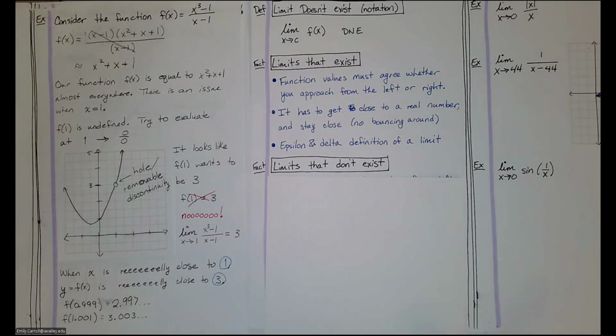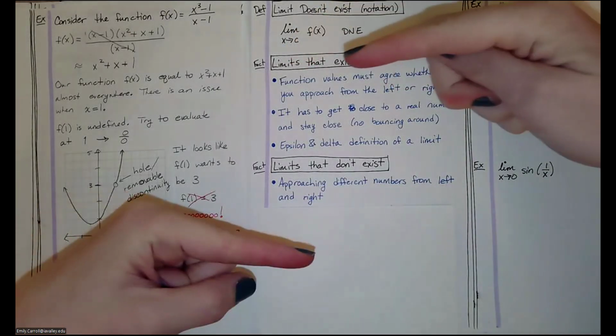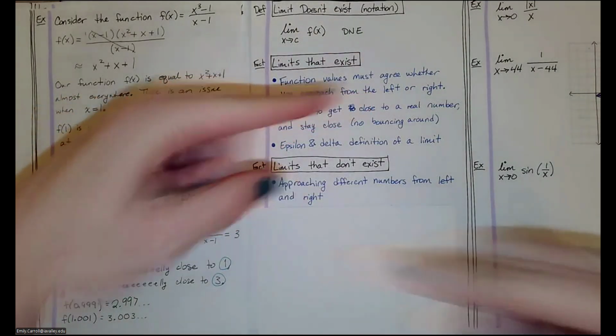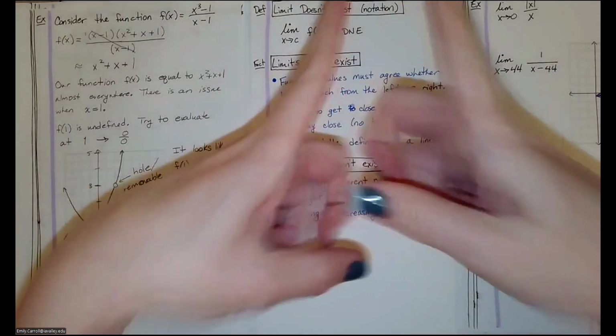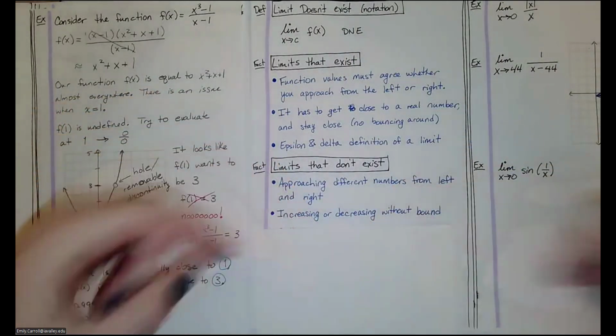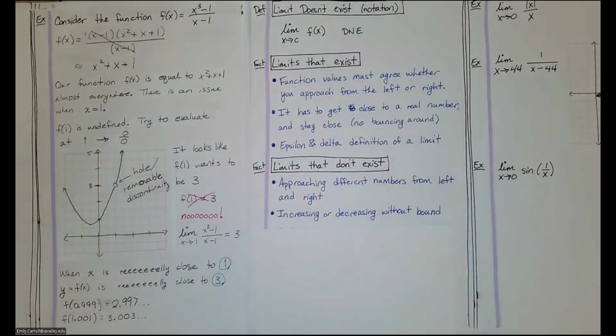What about not existing? Approaching from different numbers from the left and the right. So the one we just did, they're wanting to do this. They don't agree. When you come in from different directions, they do different things. You can also have increasing or decreasing without bound. So if you picture rational functions with asymptotes, doing that, or doing that, or doing like that, that would be limit does not exist. Or anything that gets crazy and wants to bounce around and oscillate. I'll show you an example of what that looks like in a minute. I know it's hard to picture at this stage.